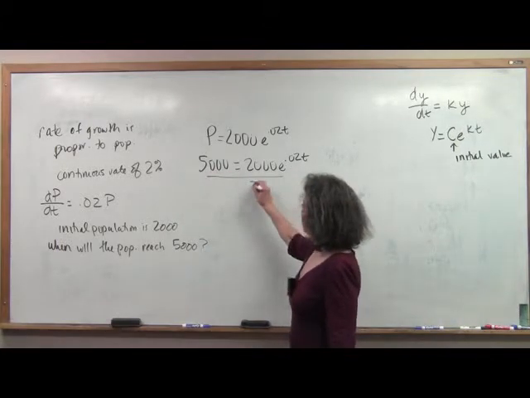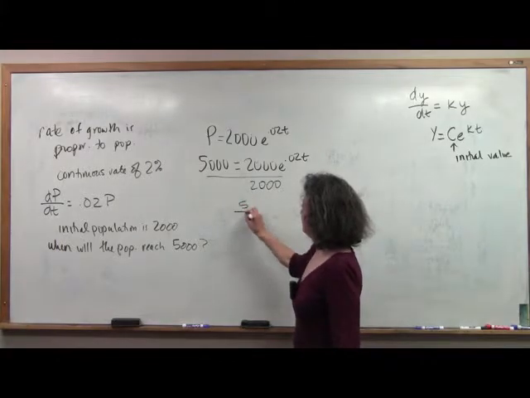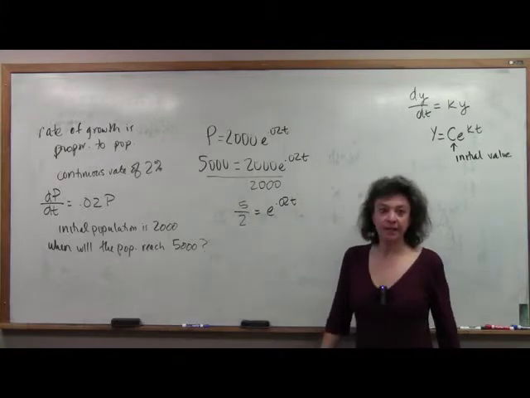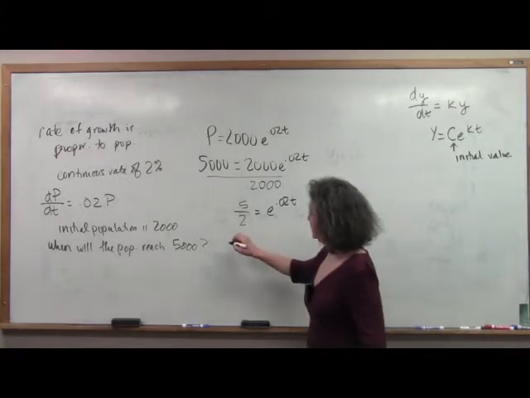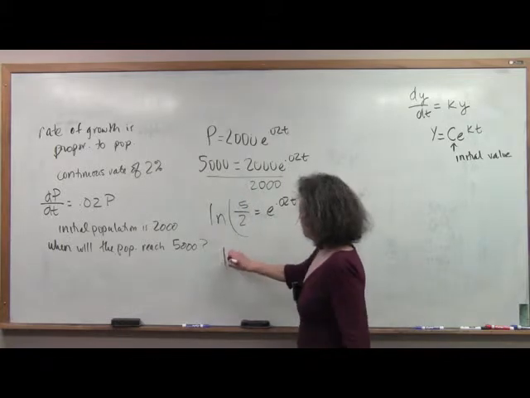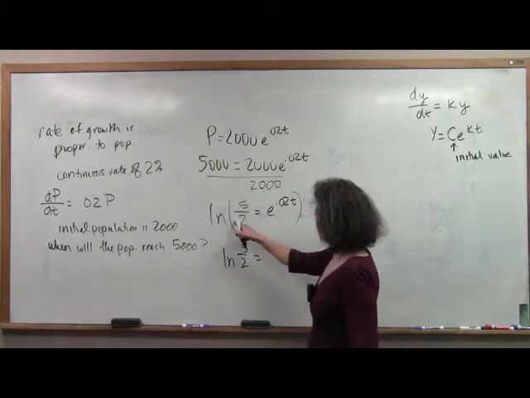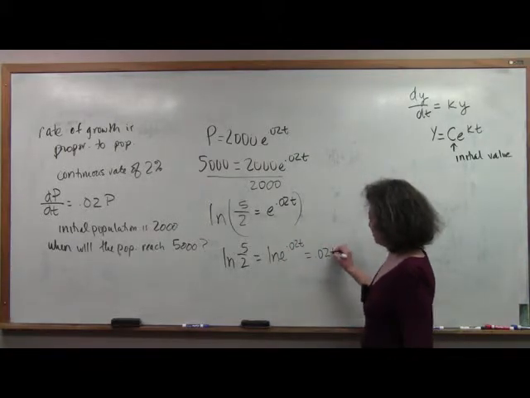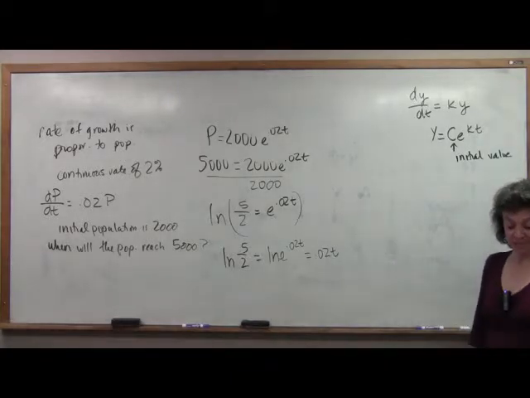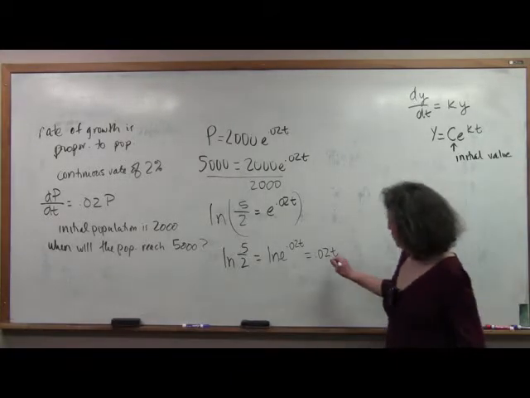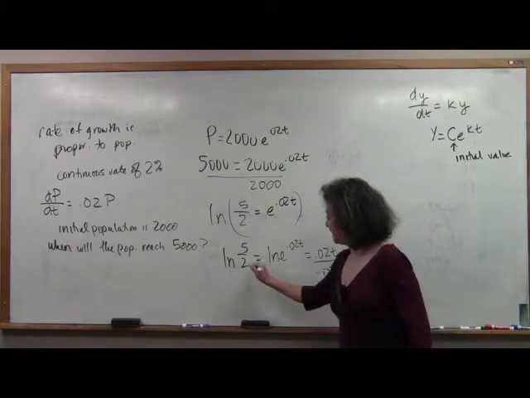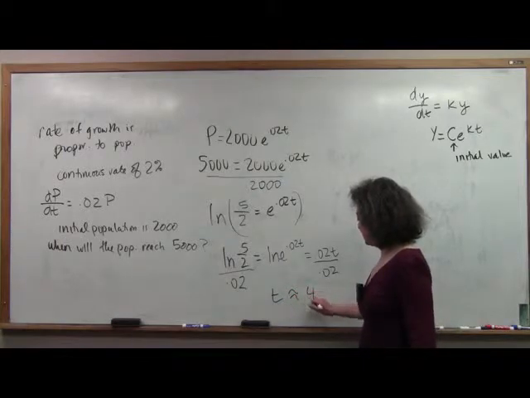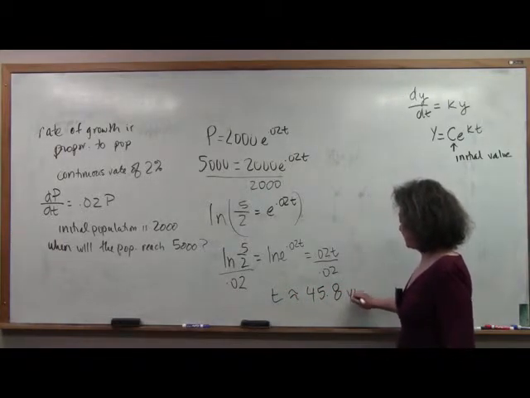Well, isolate your exponential, divide both sides by 2,000. You're going to get 5 halves is e to the 0.02t. And how do we get to our exponent? We take the natural log of both sides. So we have the natural log of 5 halves, and we know that the natural log of e raised to a power is just that power, since they're inverse functions. So to get t alone, we can divide both sides by 0.02, and I claim you're going to get t to be in about 45.8 years.